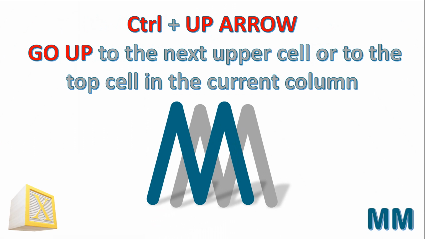If you press Ctrl and up arrow, that will go up to the next upper cell or to the top cell of your current column. If you have a few rows, not a lot of data, then you can simply click that specific cell. But if you have hundreds, thousands or tens of thousands of rows, then that option could be very, very useful for you to navigate through different levels of your data lines.